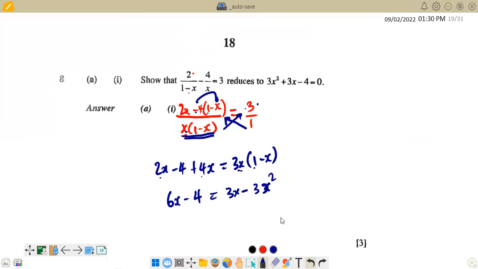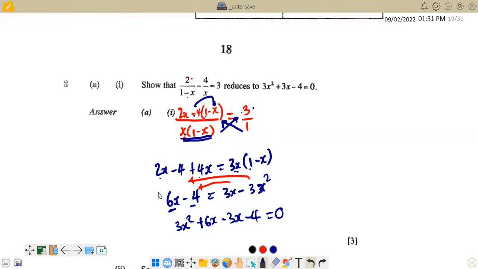Then since this is a quadratic that I formulated, I'm just going to collect these terms to one side of the equation, transposing the negative to the left-hand side so that it becomes a positive. So I'm going to have 3x squared. Already I'm having this 6x, so I'm going to start with that one. Then I transpose the 3x to this side, it's going to be a negative, so I'm going to have negative 3x. Already I was having negative 4, I just rewrite that one as it is.